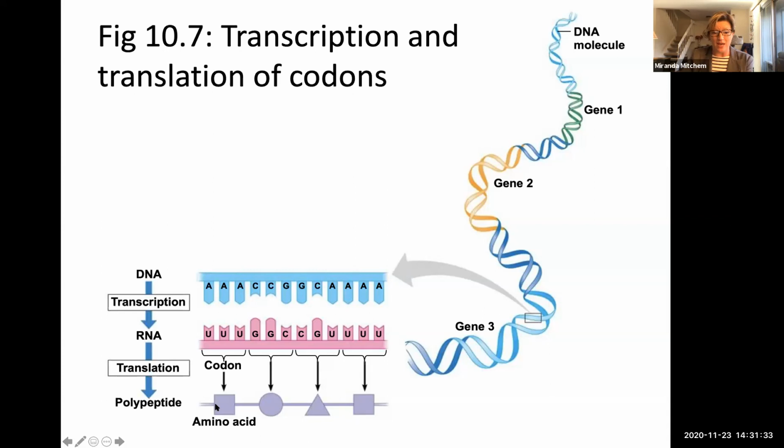We have 20 amino acids, but every time we see a codon, it should make the same thing every time. So notice here we have UUU and it makes a square. Well, down here we have UUU. It's a square again because the genetic code is specific. We'll learn some more features of it, but this is protein synthesis, transcription, and translation.